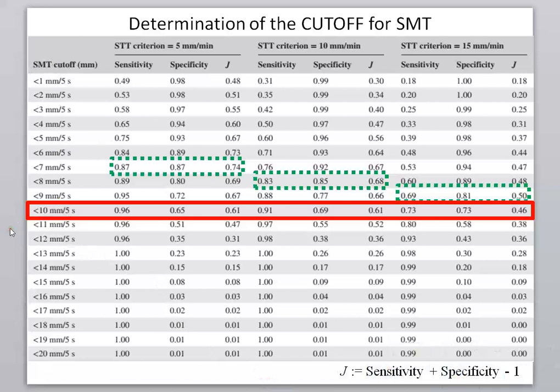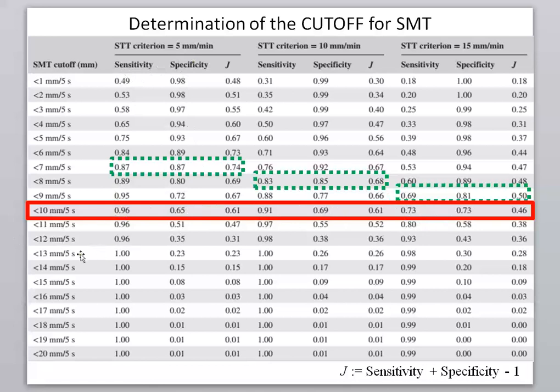Let's have a look at this result of the simulation. What's going to happen if we set up the SMT cutoff length at 10? Then sensitivity is still high, 73%. It's okay, acceptable. At the expense of the very high sensitivity, we have to accept a moderate number for the specificity: 65%, 69%, and 75%.